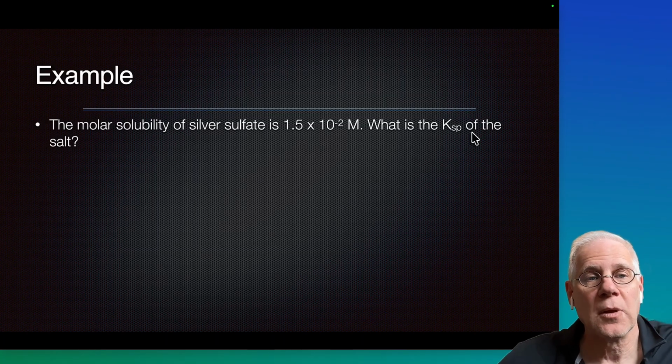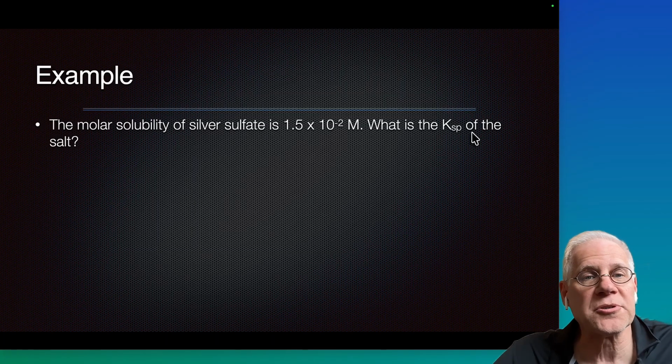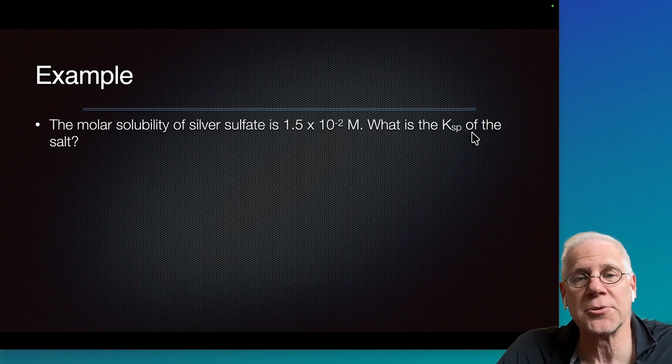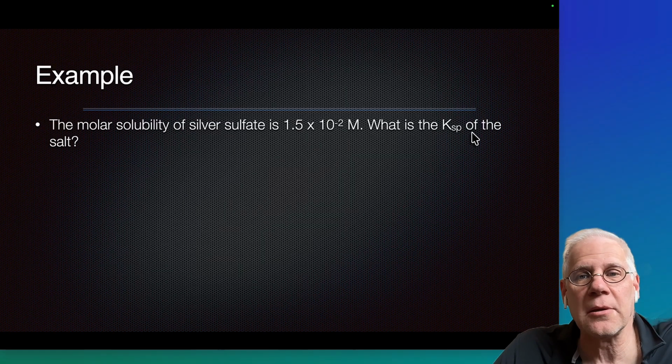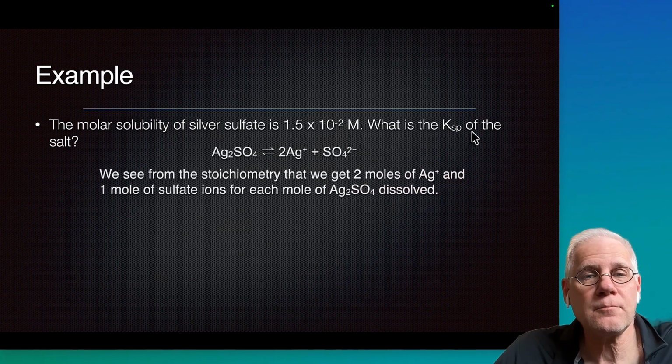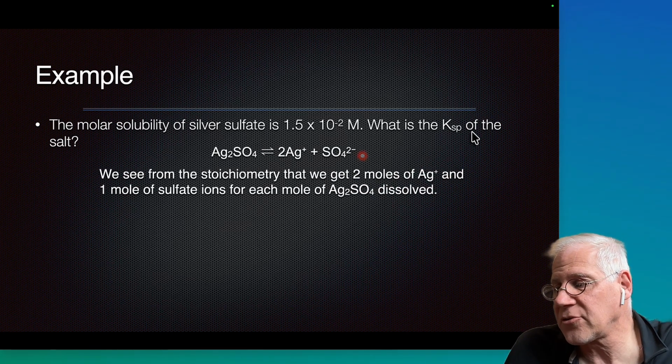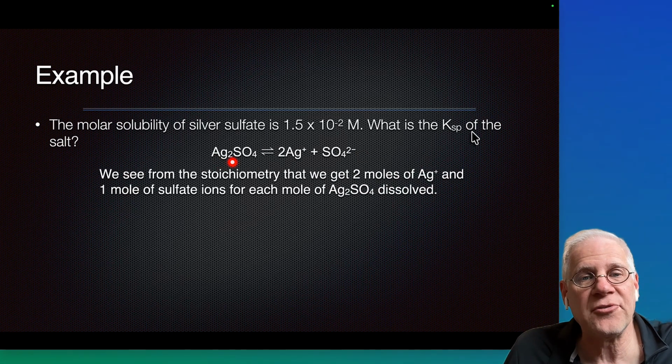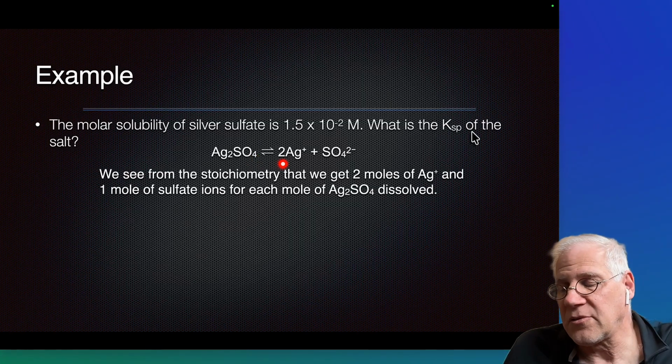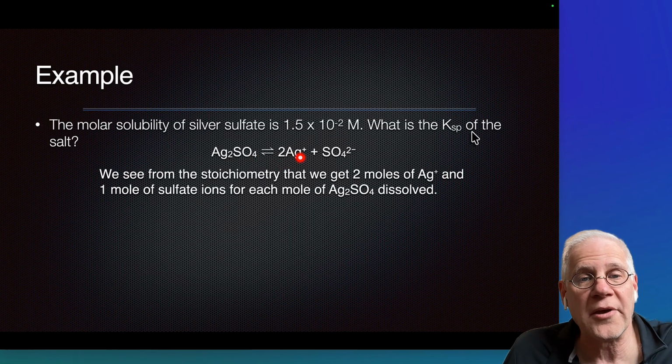Let's go the other way. We know the molar solubility of silver sulfate is 1.5 times 10 to the minus 2. What is the Ksp of the salt? Well, if we write out the equilibrium reaction, we have silver sulfate, Ag2SO4, goes to 2 Ag plus, plus the sulfate ion, SO4 2 minus.